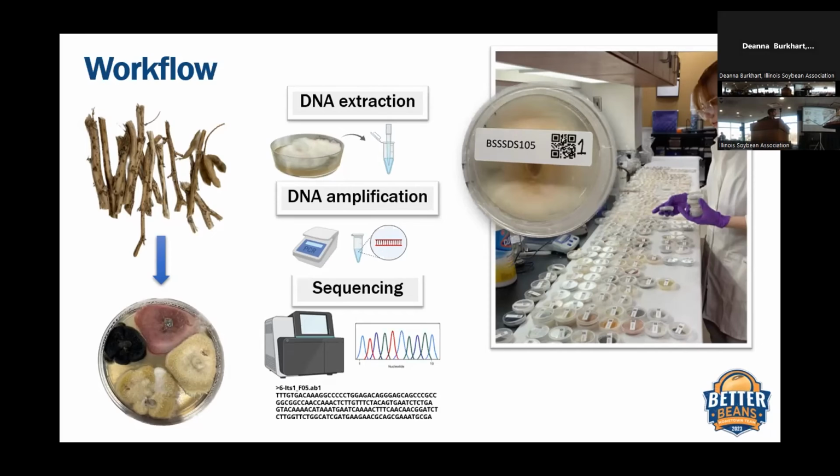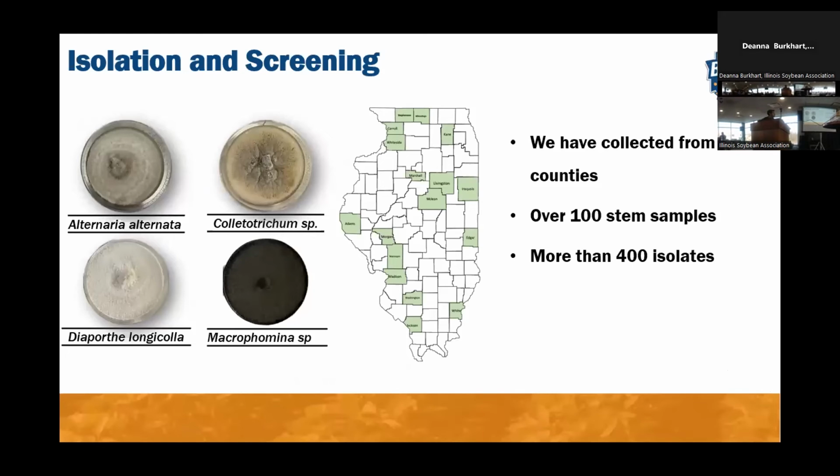So this is one of the student workers, and here's one of the benches of the fungi that we have. So far, we have collected from 17 counties over 100 stem samples and more than 400 isolates. We have some of those particular ones that we know are causing disease, but there are several ones that have never been reported on soybean before, and we want to know what's happening.